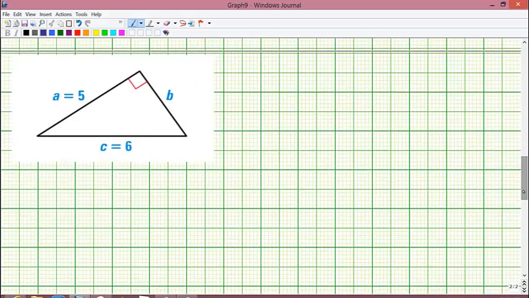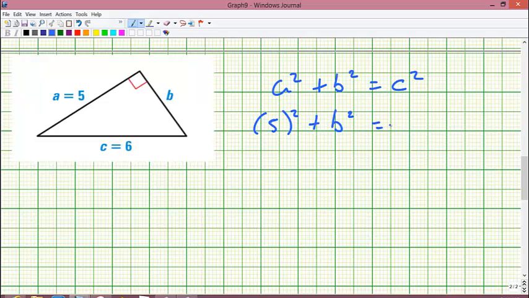So let's look at another example. In this case, we know A and C, and we don't know B, but the relationship is still the same. Remembering that A squared plus B squared equals C squared. Let's put our values in there. A is 5, so 5 squared. B is unknown, so we retain the variable, but plus B squared equals C squared. C is 6 squared.